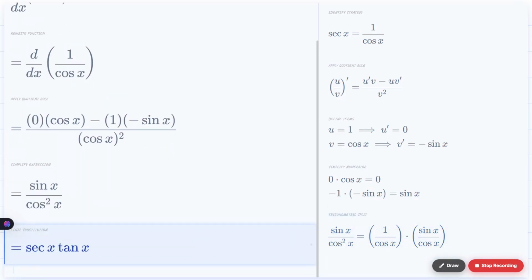We change the terms back into their other names. We do this to reach the final form. 1 divided by cosine is secant and sine divided by cosine is tangent.